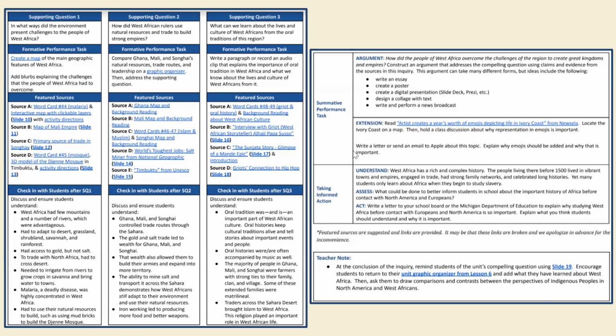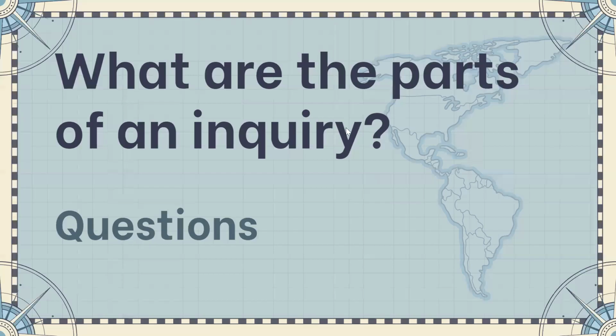Within this inquiry, you'll notice there's a lot of pages to it because it really does walk you through, step-by-step, how to implement this from the teacher view. So it will tell you exactly what you can do for these sources, whether you're doing them together with students, whether they're doing them at stations, whether it's a paired activity. So it does scaffold you as well, the teacher, through how to implement this in your classroom.